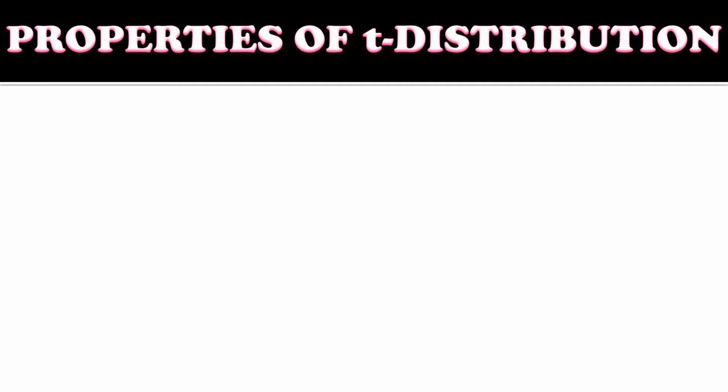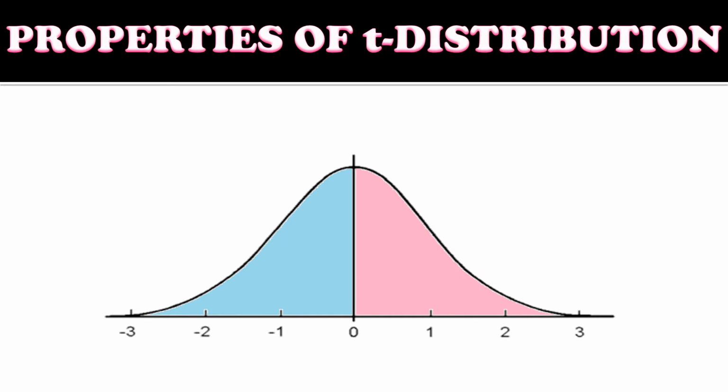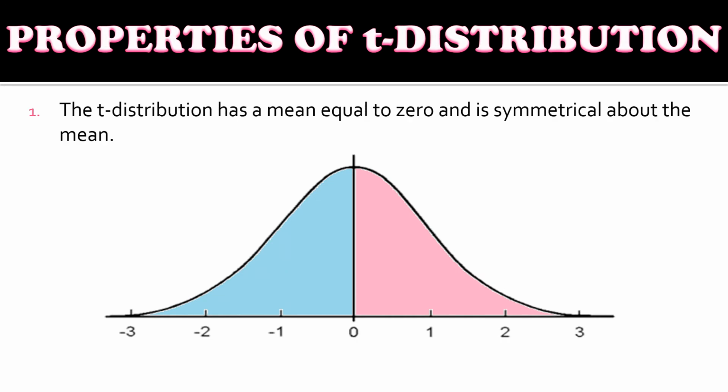Now let us discuss the properties of the t-distribution. For the first property, the t-distribution has a mean equal to 0 and is symmetrical about the mean. You can see from the illustration that we have the mean equal to 0 and it's symmetrical about the mean.